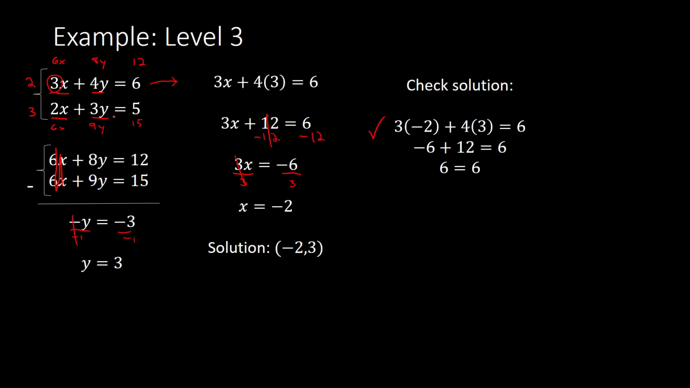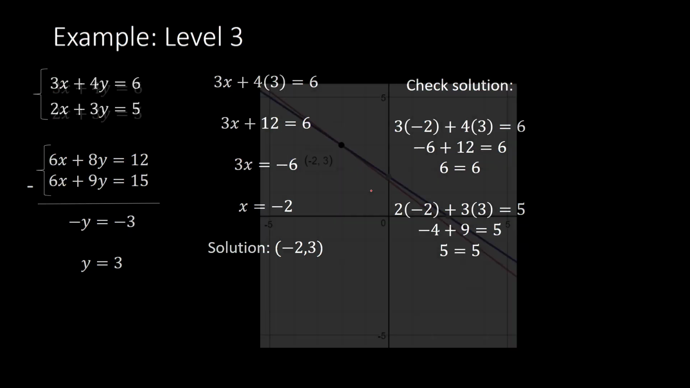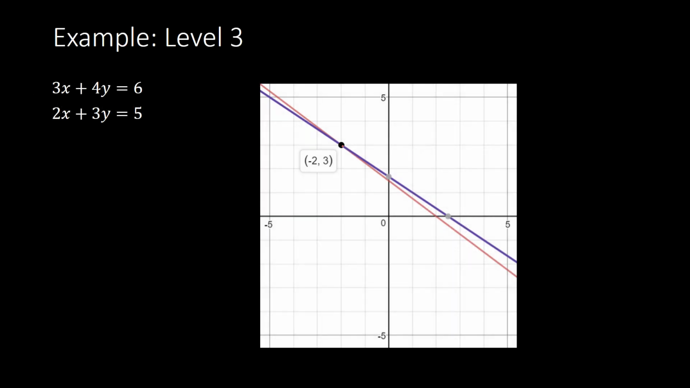Second equation, do the same thing, plug a negative 2 in for x. So instead of 2 times x, we have 2 times negative 2. And instead of 3 times y, we have 3 times 3. We get negative 4 plus 9 equals 5. So therefore 5 equals 5. That is a true statement, which means because both are solutions of both equations, we therefore have the correct answer. And then once again, graphically, if we were to graph those equations, our intersection would be right here at negative 2, 3.